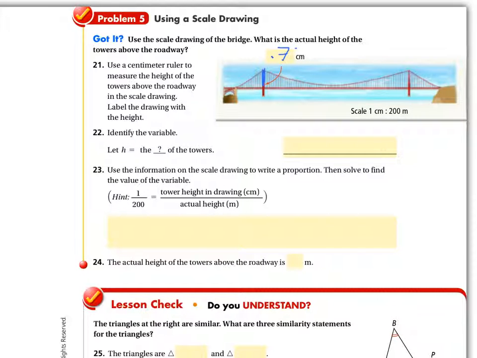All right, so identify the variable. Let h equal the blank of the towers. What is it that h is going to represent? What are we trying to find? What's the question? Right, so this is our question. What is the actual height of the towers? So we're going to let h be the actual height of the towers.